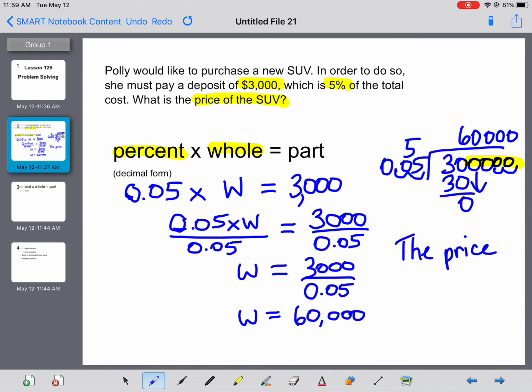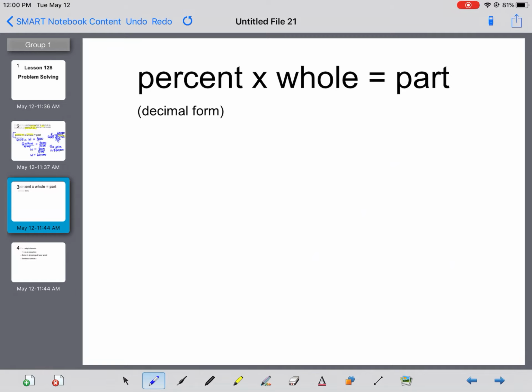So when you get to your final answer, you can give a little sentence answer. So the price is $60,000. And you have figured out what the price of that vehicle is using our equation percent times whole equals part. All right, so every single one of your questions today, you're going to be using that equation. Sometimes the percent will be missing. Sometimes the whole will be missing. And sometimes the part will be missing. So one of those options is going to be missing.